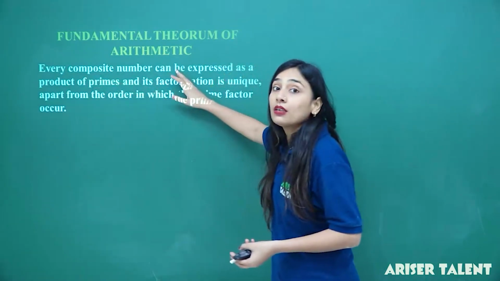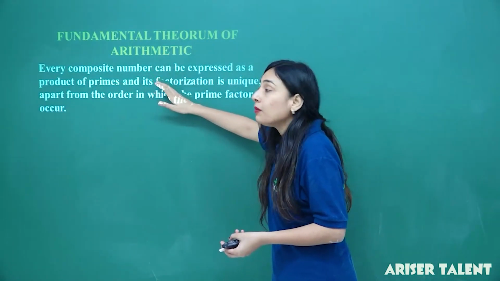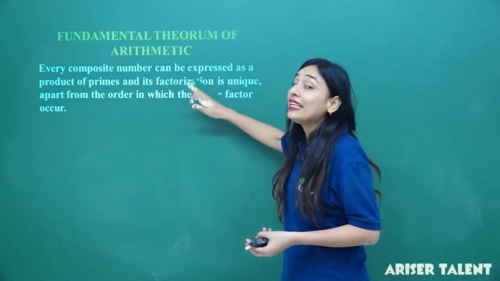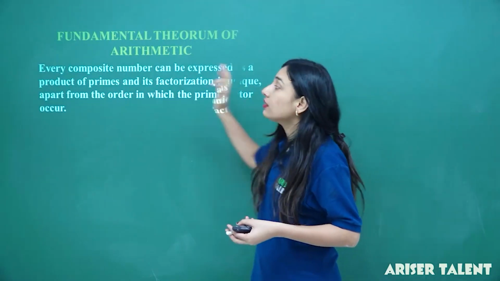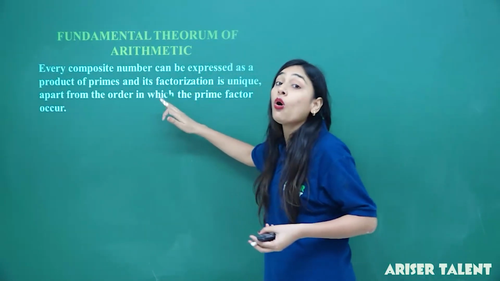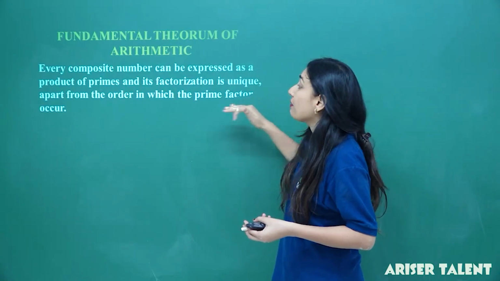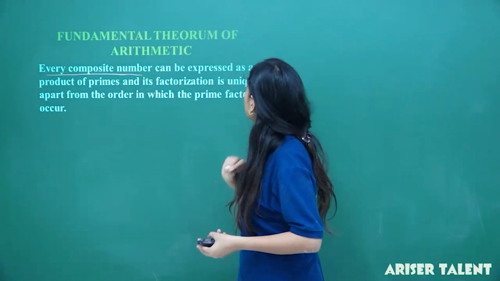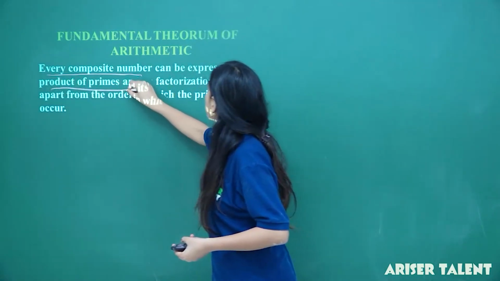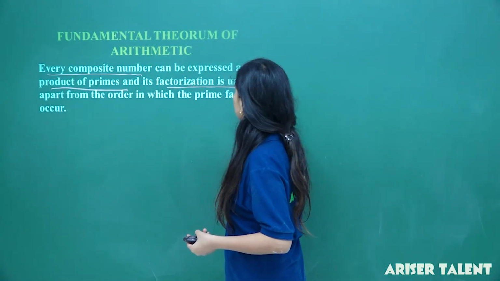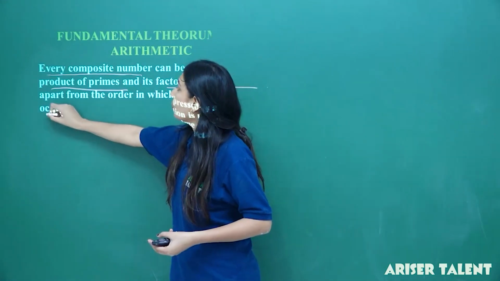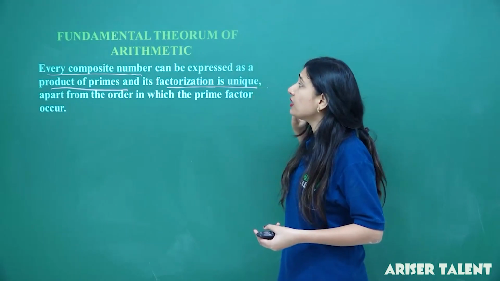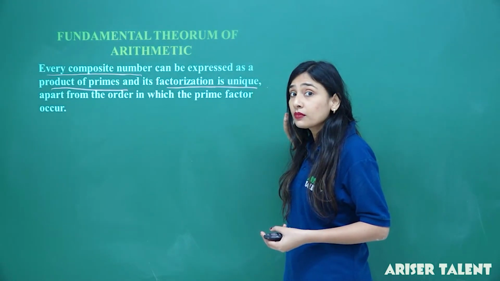Every composite number can be expressed as a product of primes, and its factorization is unique apart from the order in which the prime factors occur. Now, these are important words. Okay. Now, what is the meaning of every composite number can be expressed as a product of primes?